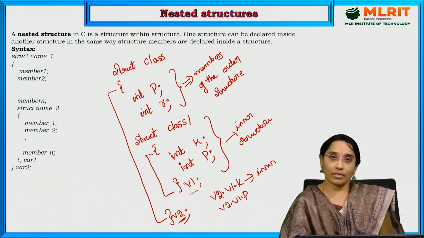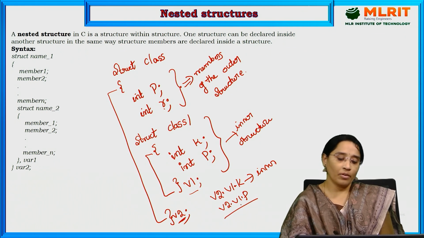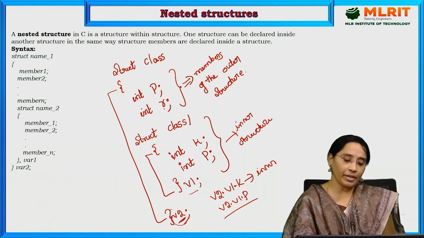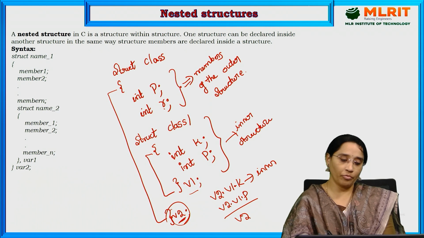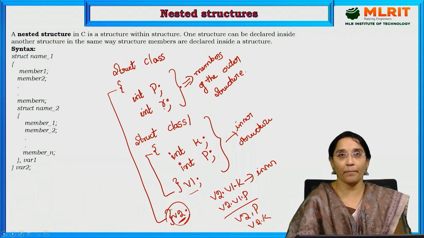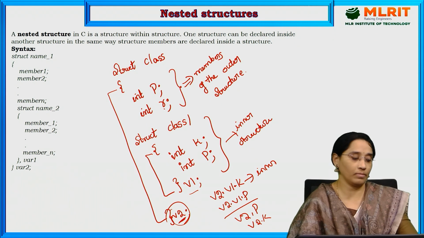If you want to access the outer structure members, it's V2 dot P and V2 dot K. Like that you can access the members of the nested structures.